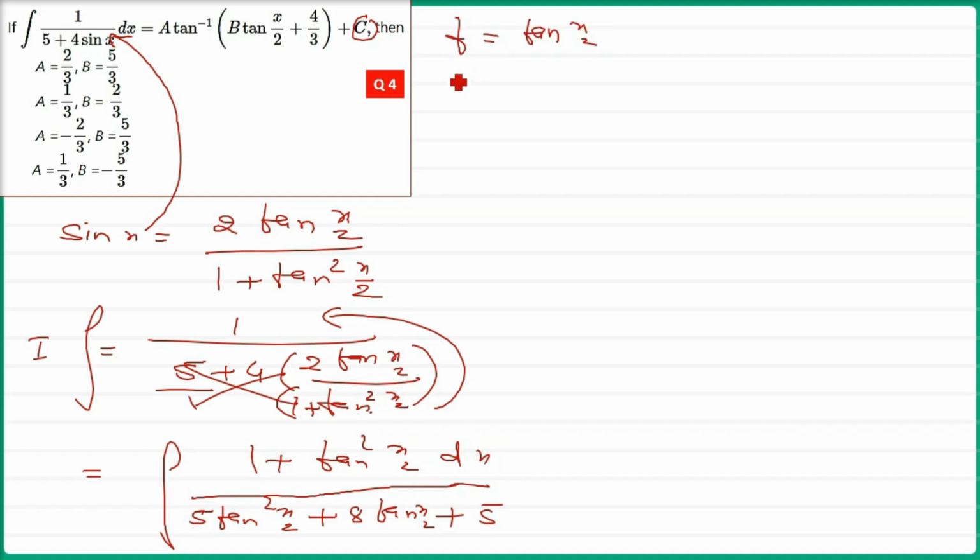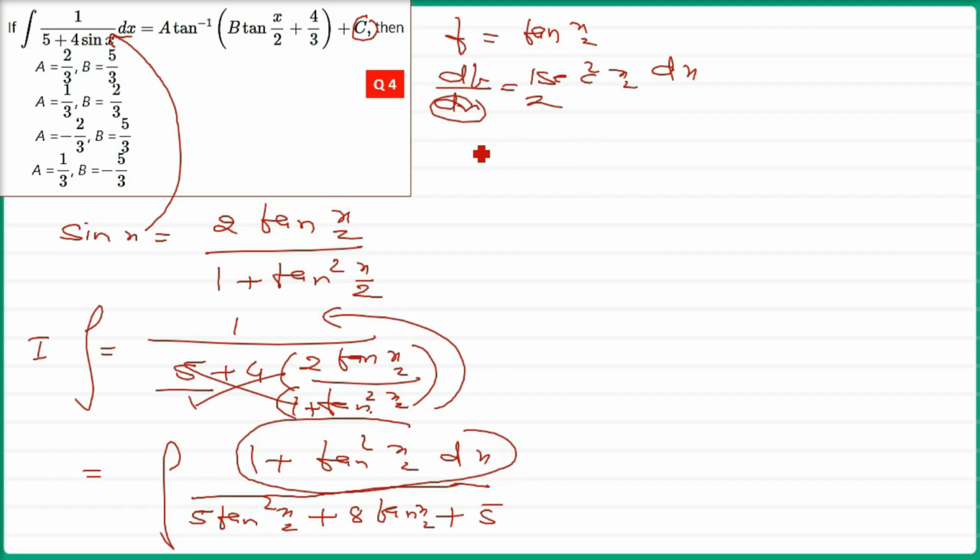You already know that. If you take t equals to tan x by 2, you need to find out that dt by dx is simply sec square x by 2, and differentiation of x by 2 is half. So dt by dx is half sec square x by 2. So 2 dt will be equal to 1 plus tan square x by 2 dx. So 1 plus tan square x by 2 dx is twice of dt.